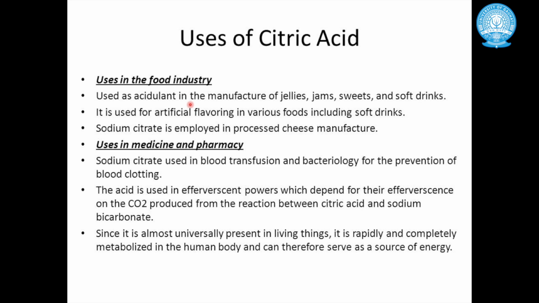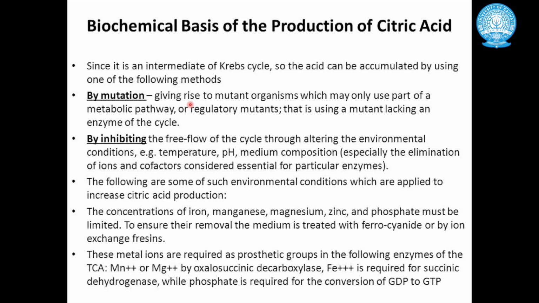So the importance of production of citric acid is as an intermediate. As you all know, citric acid is an intermediate of the Krebs cycle. So the acid can be accumulated by using one of the following: by mutating the organism that you are utilizing for fermentation. You mutate it to such an extent that it does not go beyond a production of citric acid.